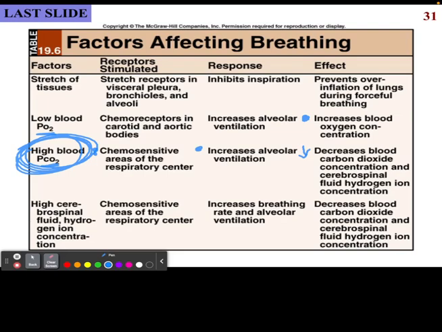Specifically, where in the body are we registering this? In our cerebrospinal fluid. Right? So again, this is going to happen in the brain. So our brain is going to recognize we have too much CO2. So we're going to increase our respirations so we can get rid of that CO2. Then when we have less CO2, the cerebrospinal fluid is going to be able to tell the brain, essentially, we're back to normal. Again, it's another negative feedback loop.